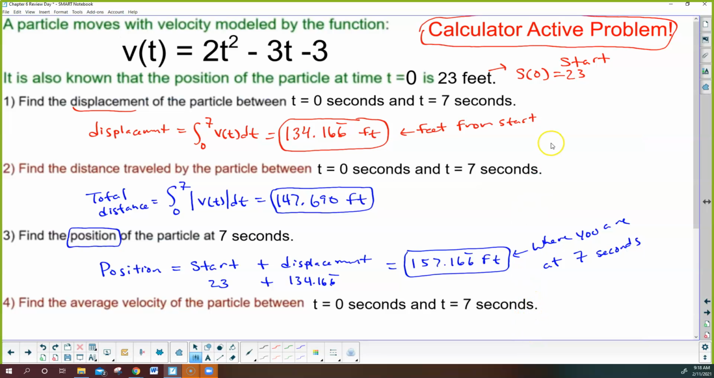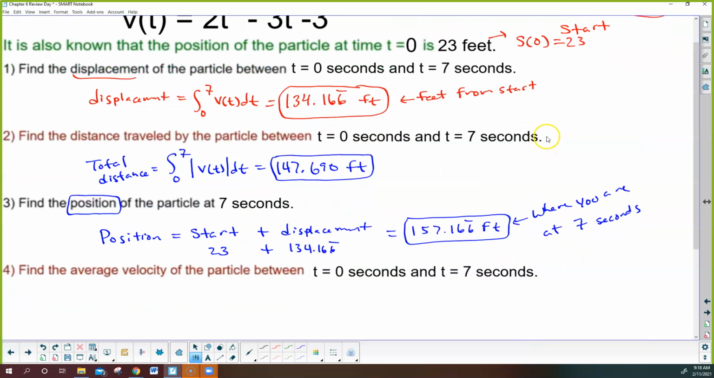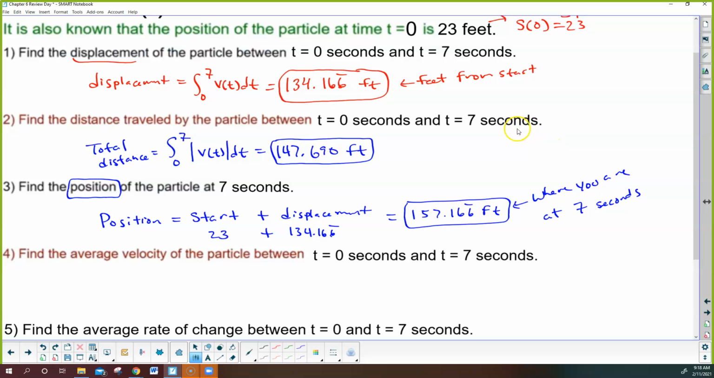Okay? And then the last one is find the average velocity. I'm not going to actually do this one, but average velocity is just the average value. We're going to take and subtract 7 minus 0 of your displacement. So basically, I'm just going to take this answer right here in red and divide it by 7, or times it by 1/7.